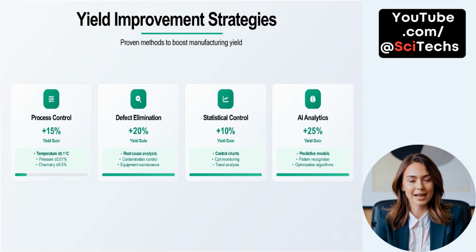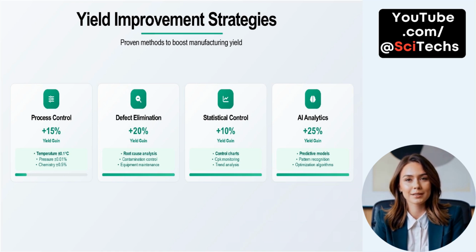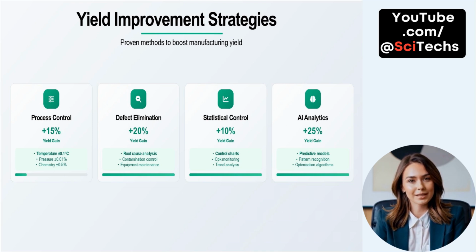Defect elimination adds another 20% yield gain through robust root cause analysis, strict contamination control, and consistent equipment maintenance. These efforts target the underlying issues that cause defects, preventing their recurrence. Statistical control contributes a 10% yield gain by leveraging control charts, monitoring process capability indices like CPK, and analyzing trends over time. These tools enable teams to track stability and spot early signs of variation.